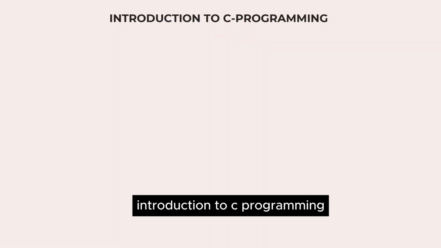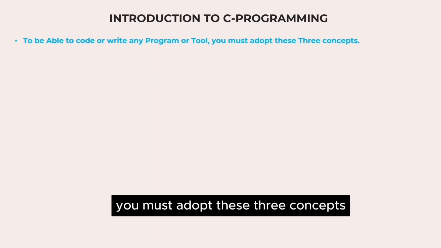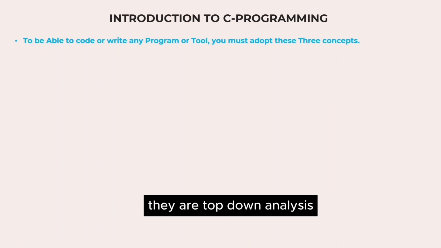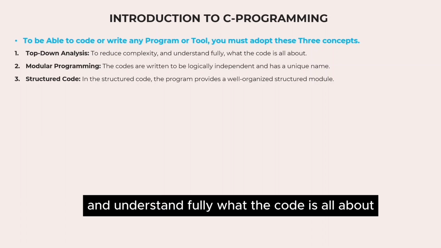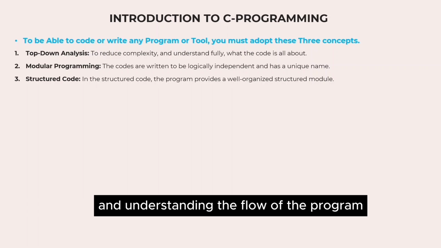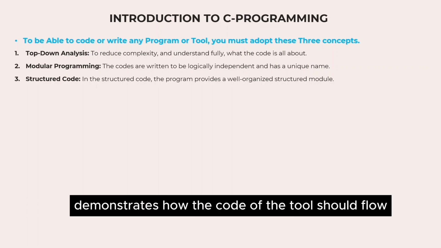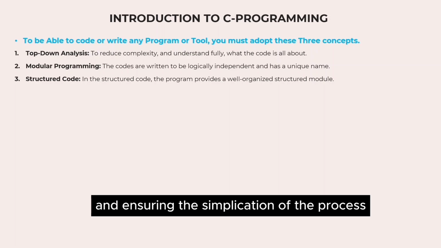Introduction to C programming. To be able to code or write any program or tool, you must adopt these three concepts. They are top-down analysis, to reduce complexity and understand fully what the code is all about. The top-down analysis also helps in minimizing complexities and understanding the flow of the program. It further demonstrates how the code of the tool should flow and ensures the simplification of the process.